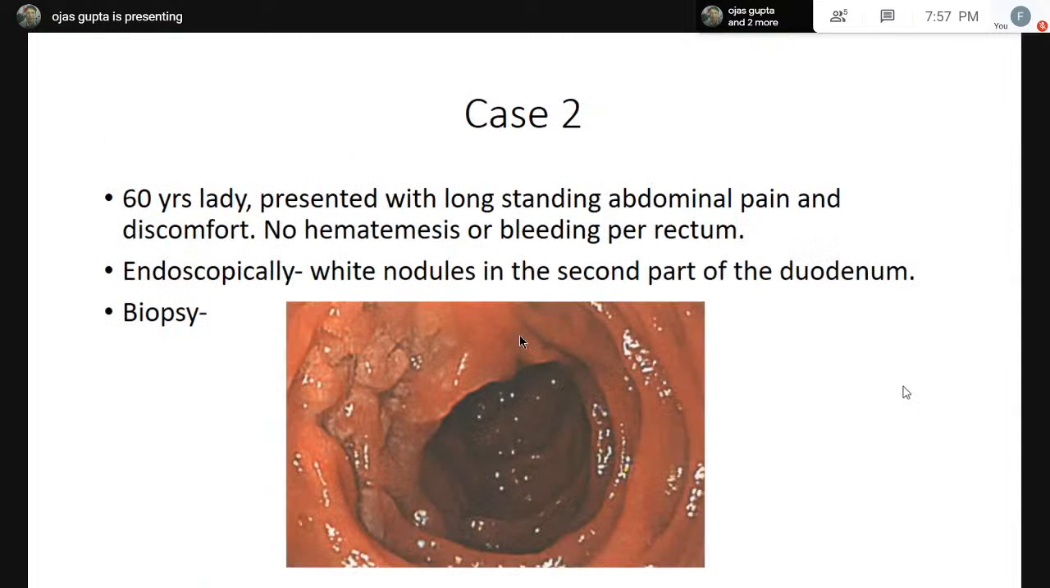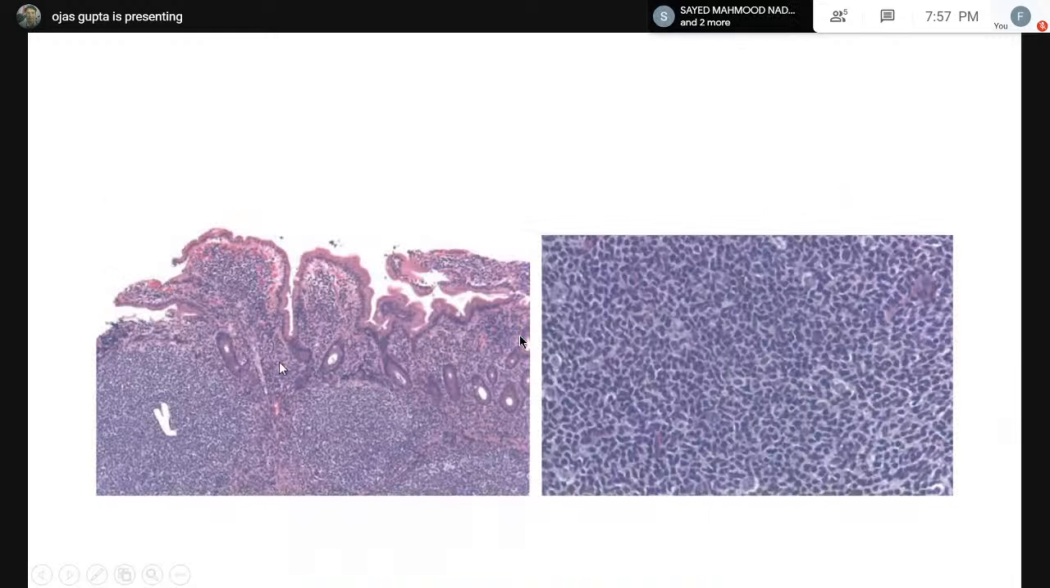So after Malt lymphoma, let's move on to the second case. Now we have a 60-year-old lady who presented with long-standing abdominal pain and discomfort. There was no hematemesis or bleeding per rectum. On endoscopy, we found white nodules in the second part of the duodenum. So these are those white nodules in the second part of the duodenum. A biopsy was done, and it showed these duodenal villi and the lymphoma cells which form neoplastic follicles here.